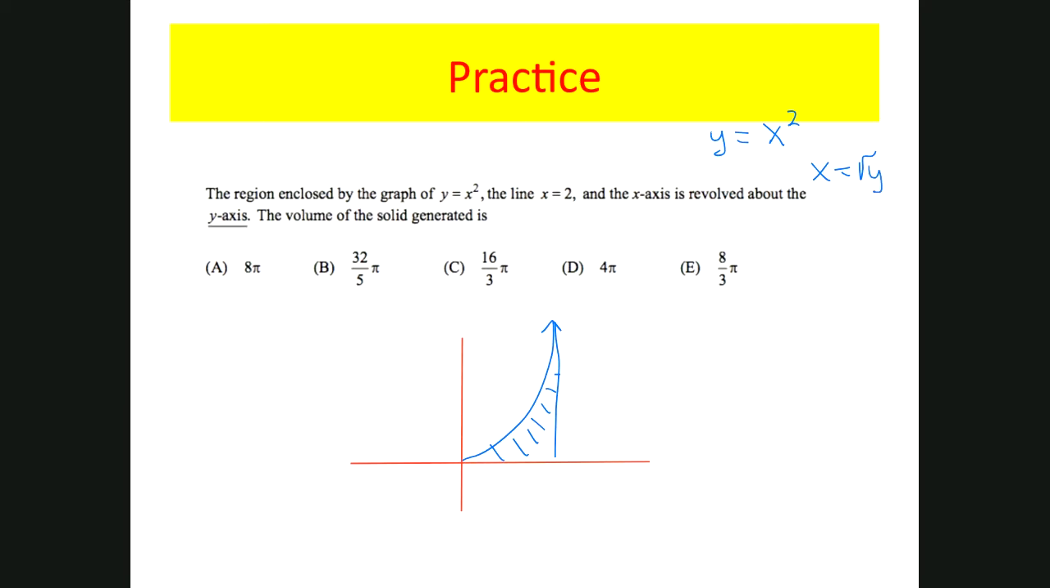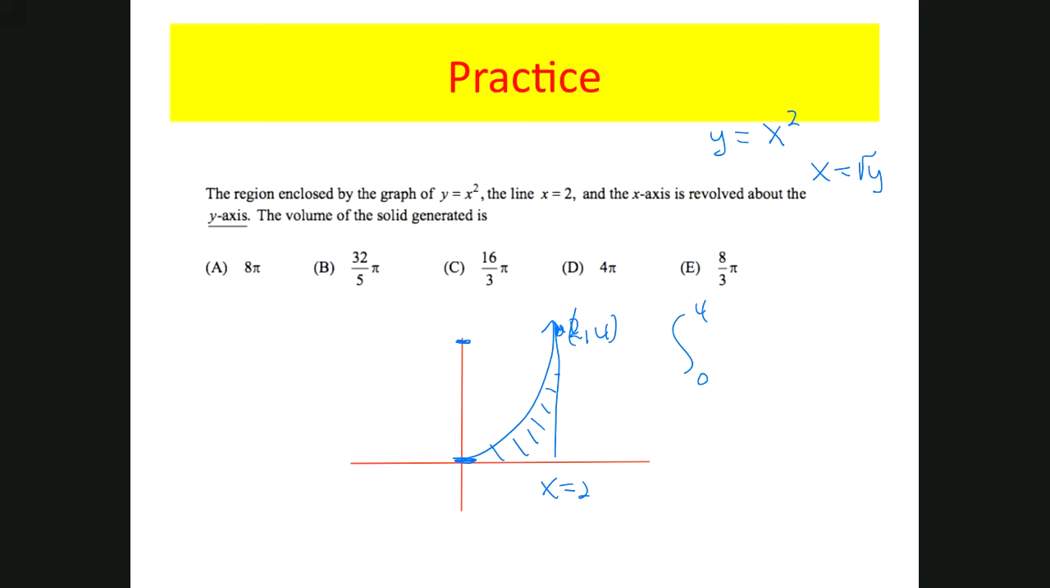X equals 2, I can't change that one. So that's going to be x equals 2. And where do they meet? They meet up here at 2, 4. So if I'm going around the y-axis, it's going to be from 0 to 4, right? Because I have to use the y-axis as my interval.